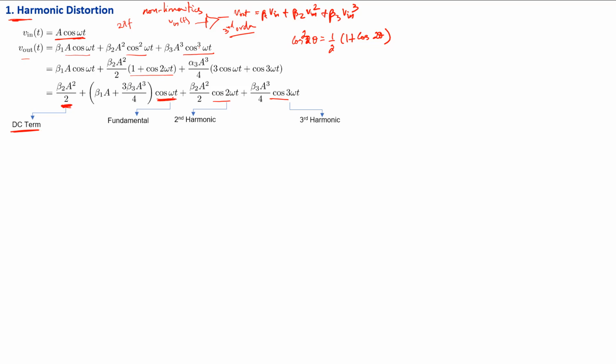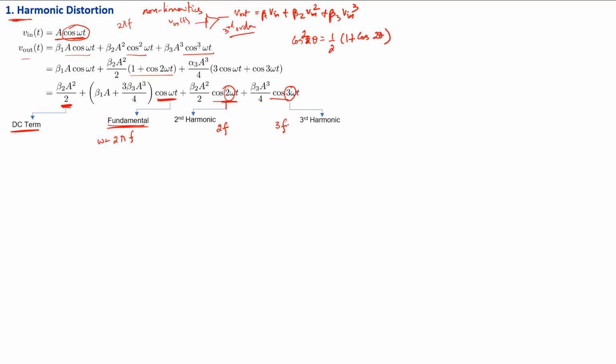The second term, which is cosine omega t, which is the same as the frequency of the input, is called the fundamental. What is interesting is the third term, which is going to be 2 omega t. The frequency of the fundamental is omega, which is 2 pi f. In this case, the frequency is going to be 2f, leading to 2 omega here. Similarly, the third harmonic is going to have 3 omega, meaning its frequency is going to be 3 times f.